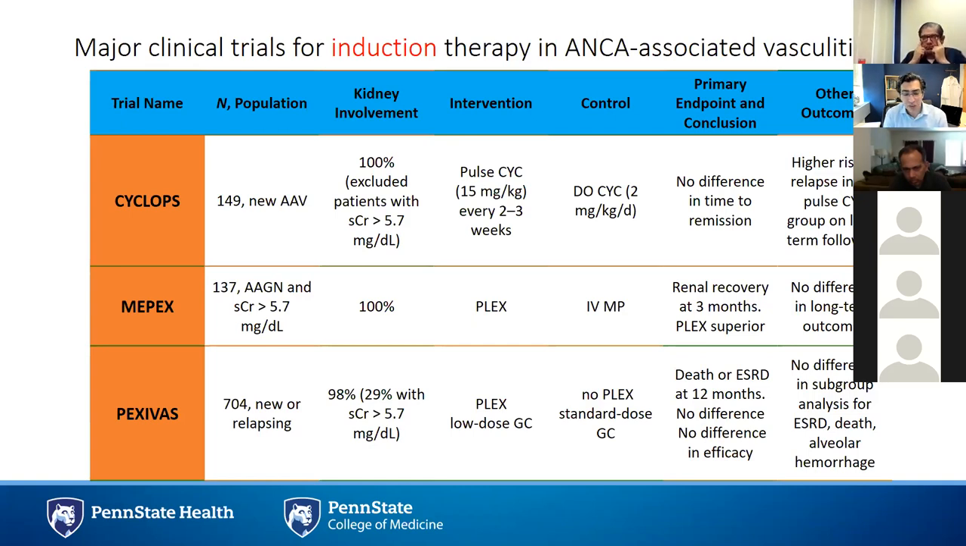Then there was the PEXIVAS trial, which had 704 patients, 29% with creatinine more than 5.7, and 98% had renal involvement. They had plasma exchange with low dose glucocorticoid, and the control was no plasma exchange but standard dose glucocorticoid. Their primary endpoint was death or end-stage kidney disease at 12 months. There was no difference in efficacy, and no difference in subgroup analysis for ESRD, death or alveolar hemorrhage. So MEPEX showed superiority of plasma exchange, but when followed by PEXIVAS, there was no difference.